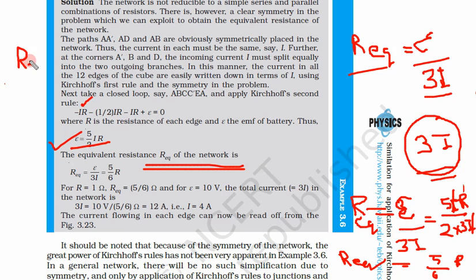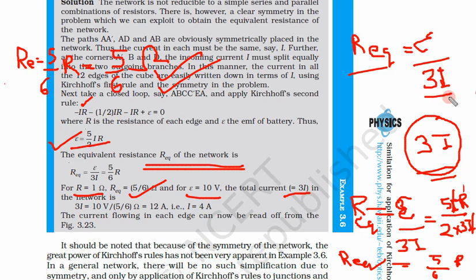R equivalent is equal to 5 by 6 R, and you know what R is, that means the single resistance is 1 ohm. So the equivalent resistance of the circuit is 5 by 6 ohm because R is equal to 1 ohm. Now if epsilon is equal to 10 volt, we know that the battery is 10 volt. So total current in the network is 3I.